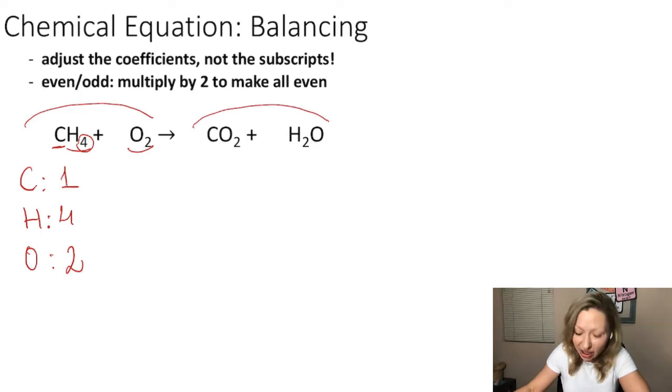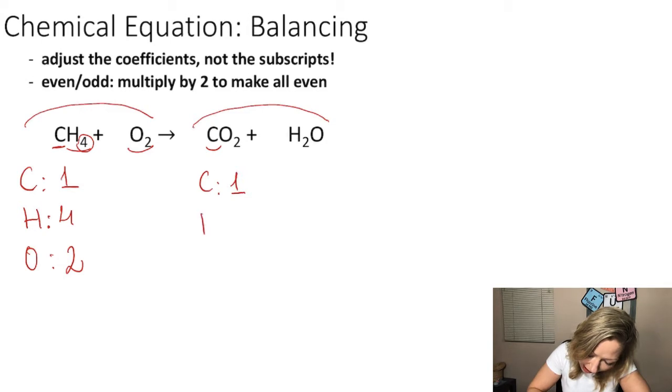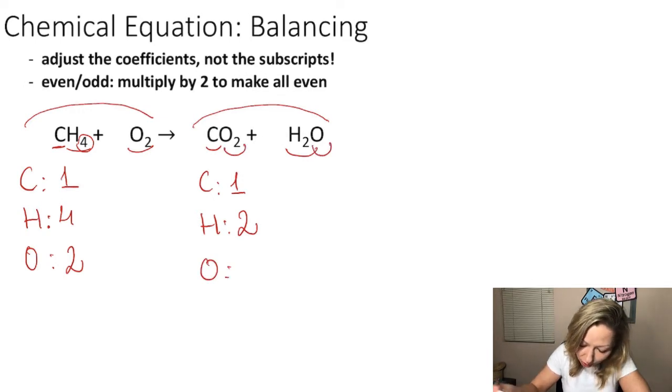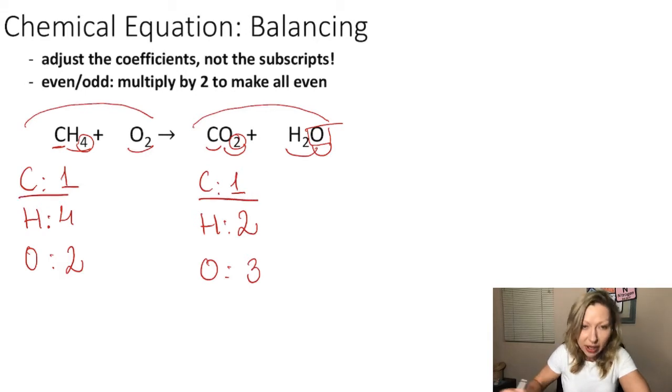How about my product side? So carbon, I have only one. Hydrogen, I have two. How about my oxygen? I have two in CO2 and another one in H2O. So a total of three atoms, right? I have to add the two plus the one atom from oxygen. All right, now I see that I have the same number of carbon atoms on both sides, but there is a difference in the case of hydrogen and oxygen.